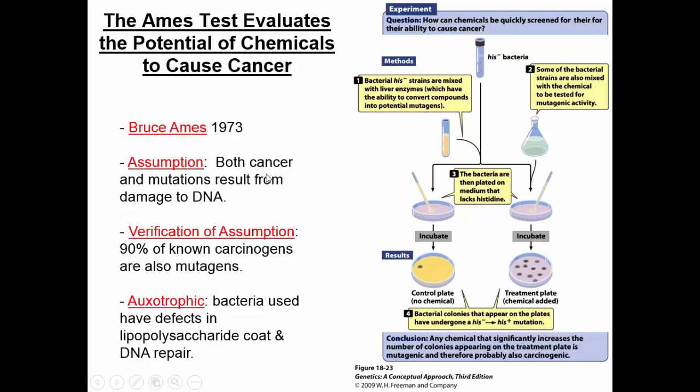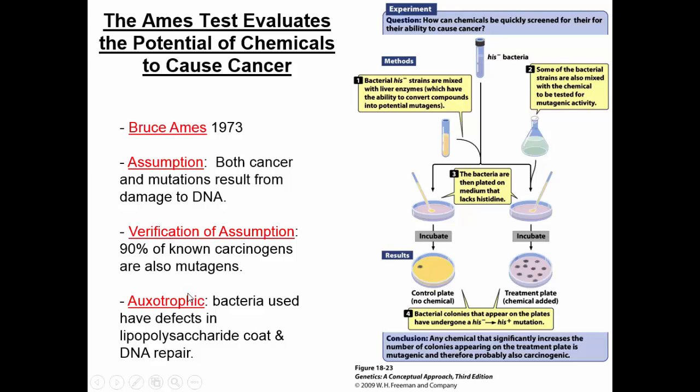And he had an assumption in this test. The assumption was that both cancer and mutations result from damage to DNA. Sort of an assumption. So there could be variations to that, but it's an assumption that he made. Verification of his assumption is that over time we've realized that 90% of things that we know to cause cancer, right, so known carcinogens, are also mutagens. Then he used bacteria to show this, to develop a test to detect chemicals that are carcinogens.